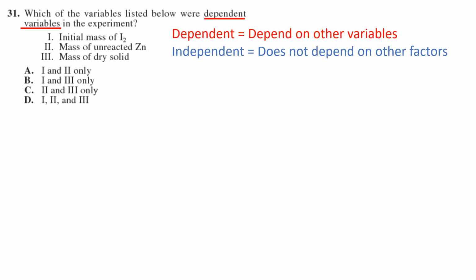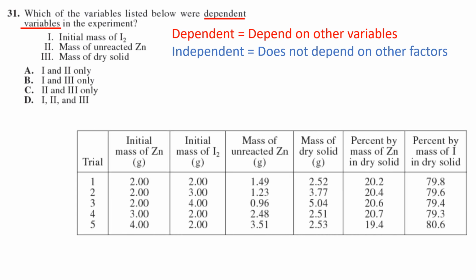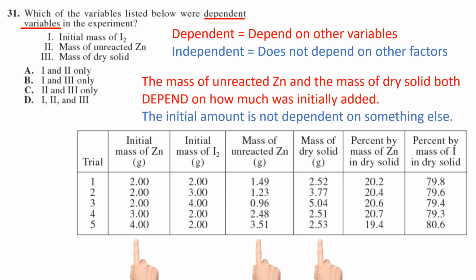Number 31, which of the variables listed below were dependent variables in the experiment? So dependent depends on other variables, other things impact it. Independent is not impacted by other factors. So when we look at our choices from Roman numeral 1, 2, and 3, we have the initial mass of zinc, the mass of unreacted zinc, and the mass of the dry solid. So the mass of unreacted zinc and mass of dry solid both depend on how much was initially added. The initial amount is not dependent upon something else.